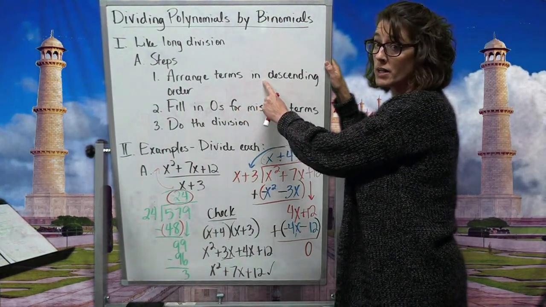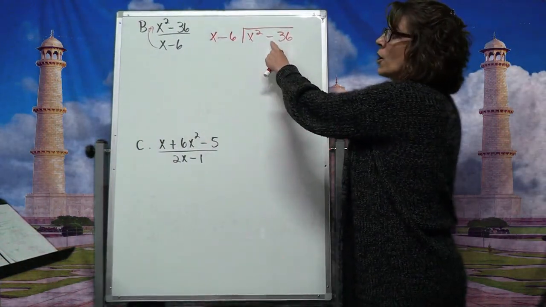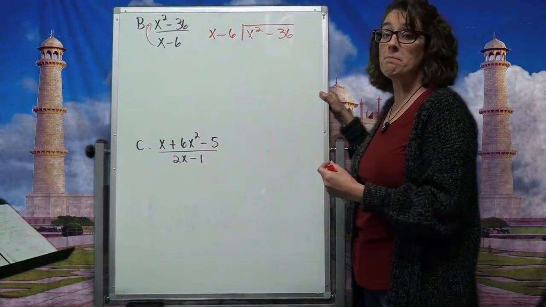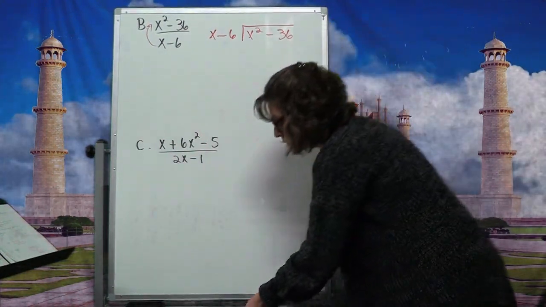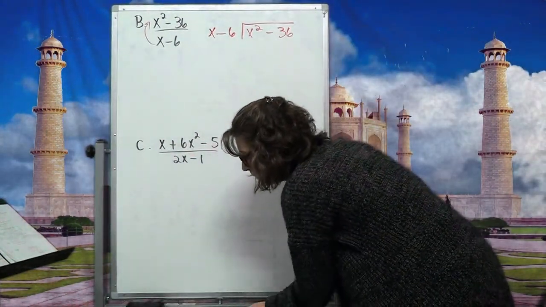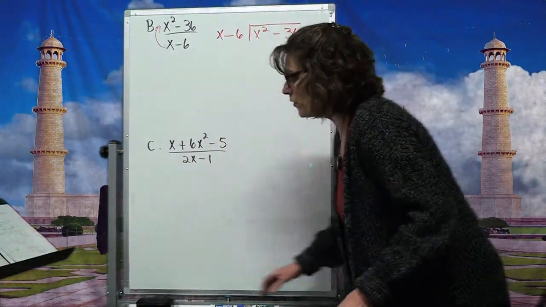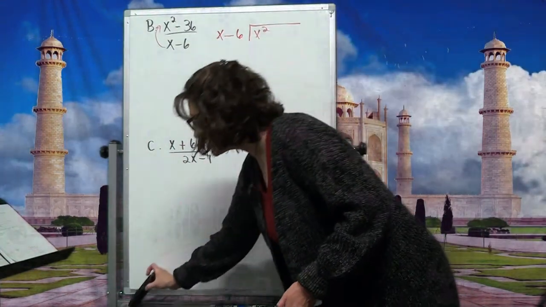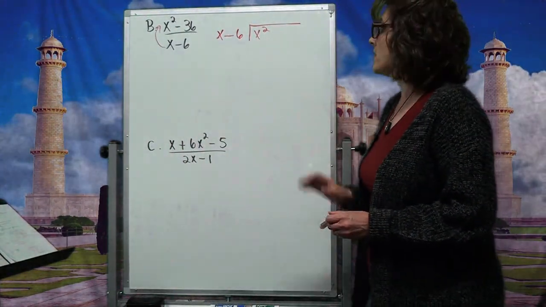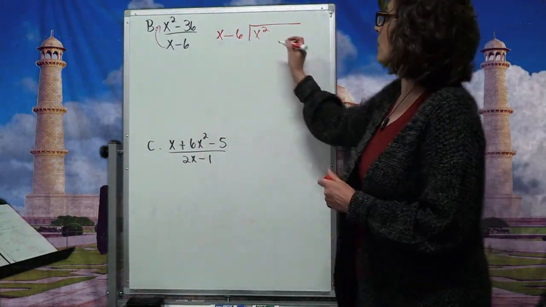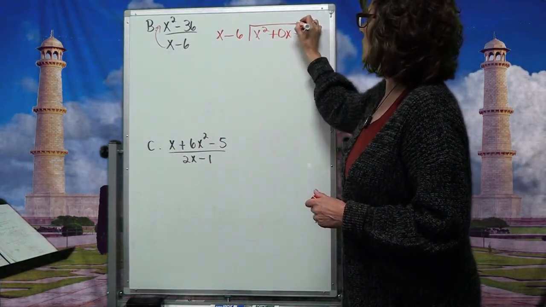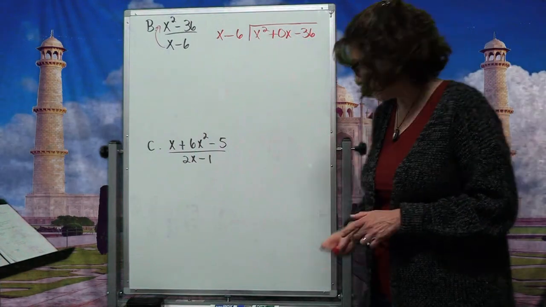My terms are written in descending order in this example. I do have x squared, no x to the first power, constant term, that's in descending order. But I'm missing my x to the first power term. So I need to fill that in with a 0 because in order for it to appear to be there but not really be there, I need this to be a 0x. You'll understand here in just a minute why that is so important.